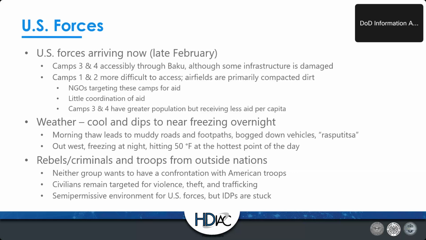Rebels and criminals and troops from the outside nations, they don't want to have a confrontation with the American troops. So they are still targeting civilians for violence, for theft, for human trafficking. So it's a permissive environment, or semi-permissive environment for U.S. forces. But the refugees, I should say the IDPs, they're stuck. They're stuck where they're at. And that is also not to say that somebody isn't going to steal something from an American truck if they think they have an opportunity, if they think it's not being watched. So you need to be careful.